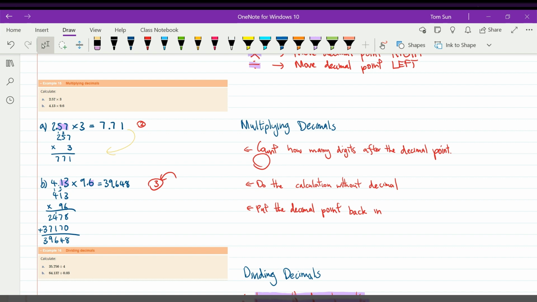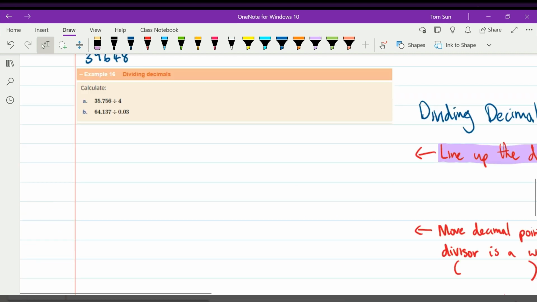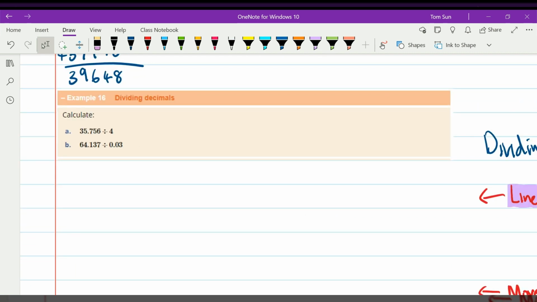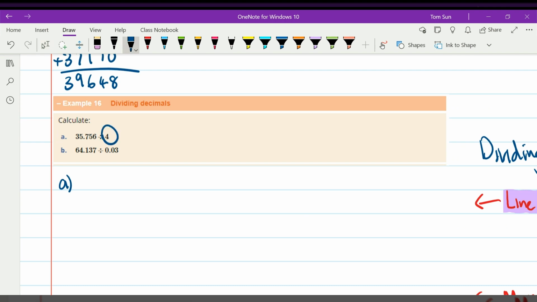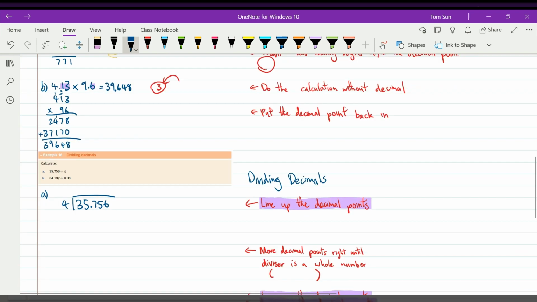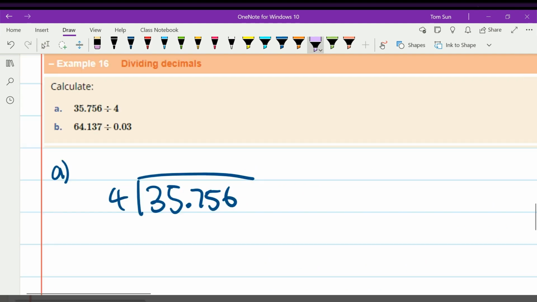Let's take a look. We're going to do the final one now with division. We don't have a lot of time, so I'm just going to show you what we need to do here. With question A, we can just do division the normal way. The divisor is 4, which is a whole number, so we can do this division with short division or long division, depending on what you like to use. Now, the decimal points have to line up, which means this is where the decimal goes.